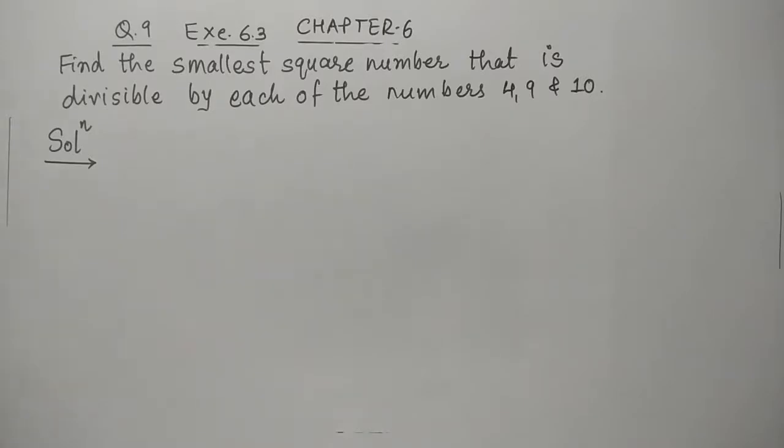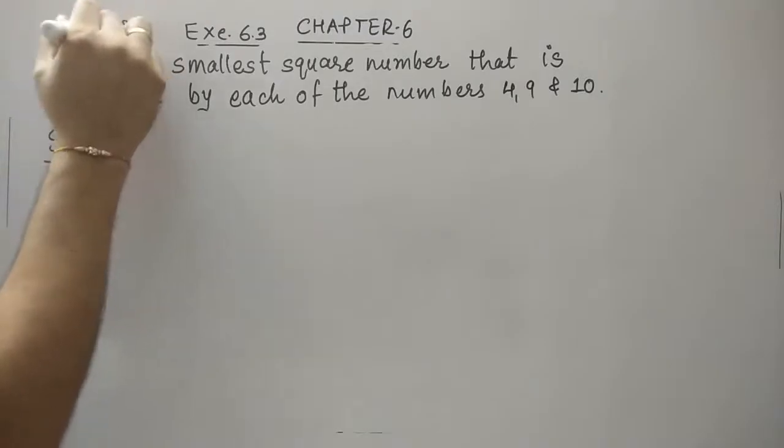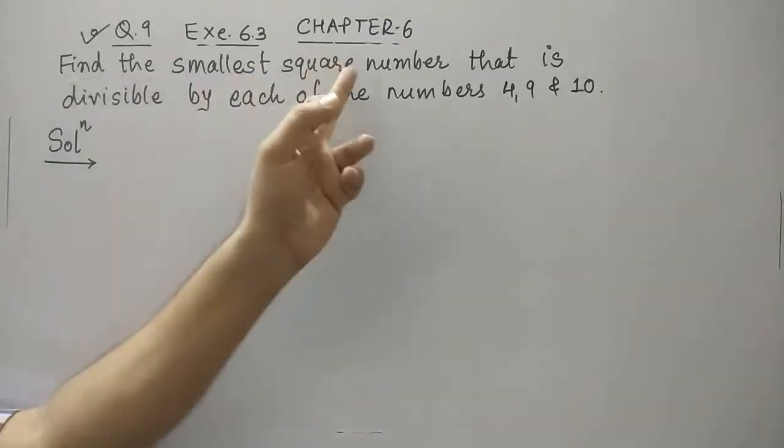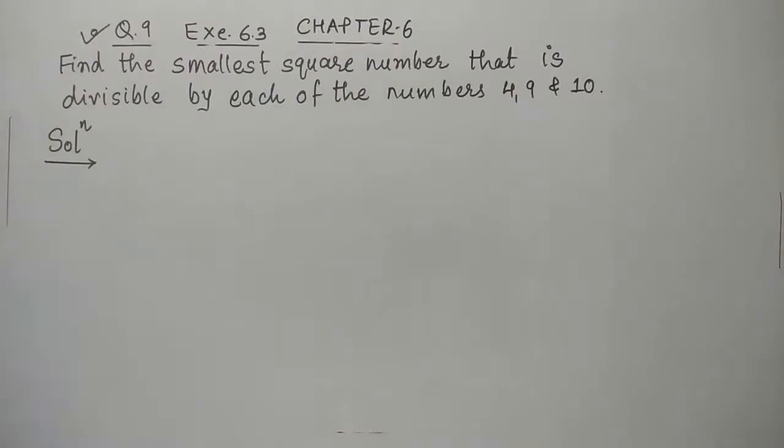Continue with question number 9, which is considered as one of the very important questions of this exercise. Students, this kind of question will come into the exam. So let's understand the question first. It is said that we have to find the smallest square number that is divisible by each of the following numbers, that is 4, 9 and 10. So let us understand what is the meaning of this question.